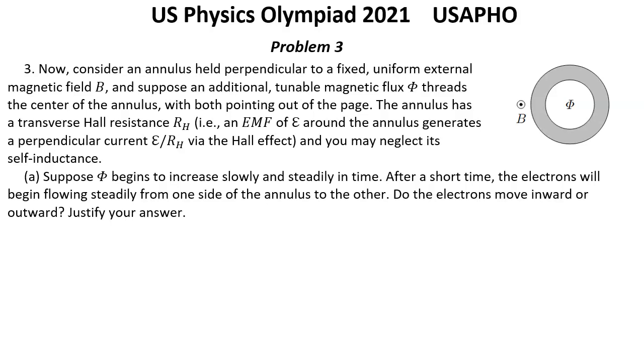Solution. The increasing flux induces a clockwise EMF. The Lorentz force on an electron is this one. Then the cross product v times B must oppose E. Therefore, v must point radially inward by the right-hand rule. Therefore, electrons must be flowing radially inward. That was the solution for question A.